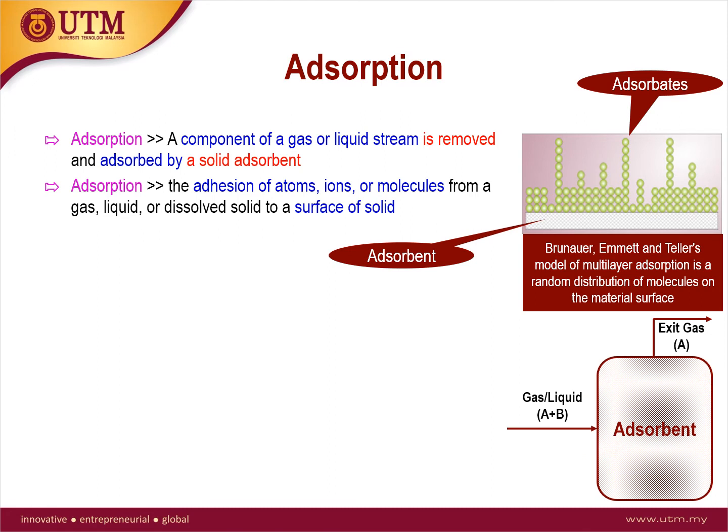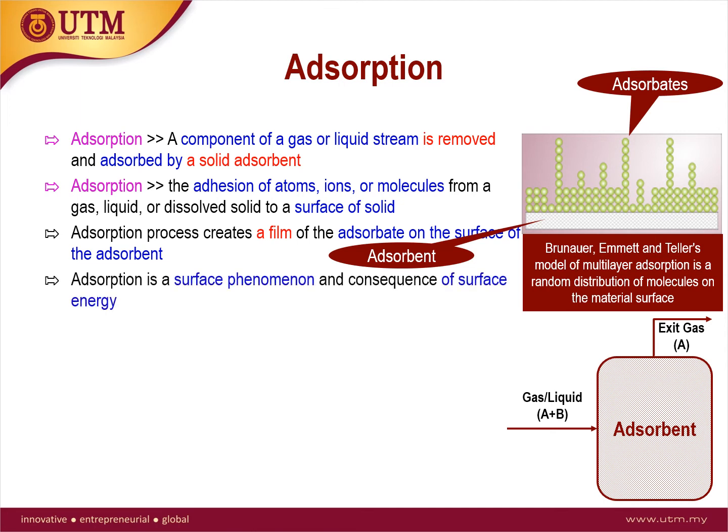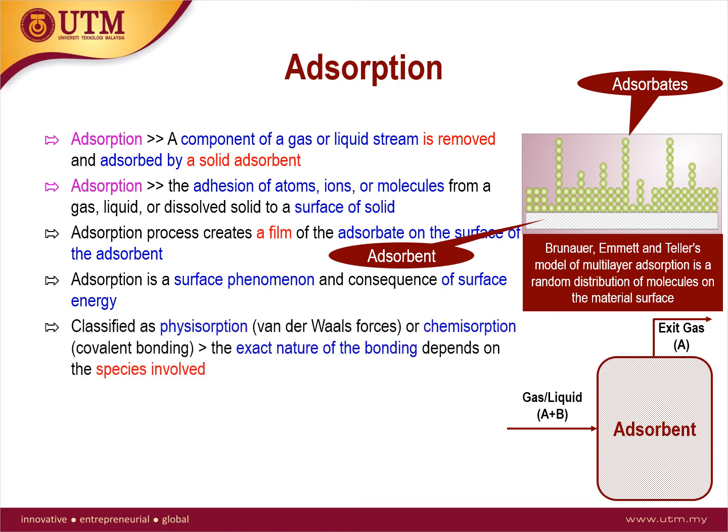A schematic diagram of the adsorption process is shown here. The adsorbent that contains the material is located inside the column. The adsorption process creates a film of the adsorbate on the surface of the adsorbent. Adsorption is also called a surface phenomenon and a consequence of surface energy, because adsorption only occurs on the surface of the material or adsorbent. Adsorption can be classified into two types.